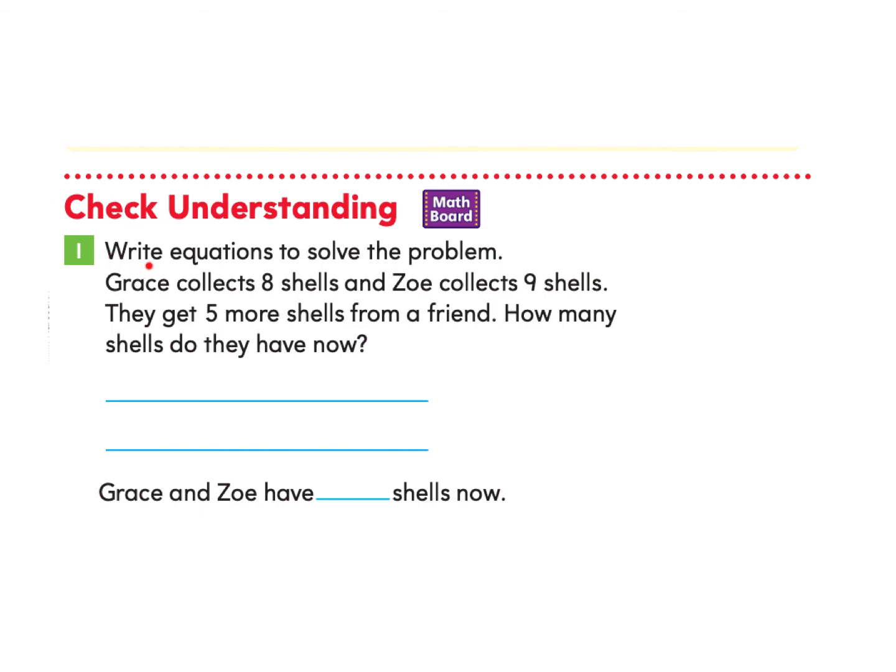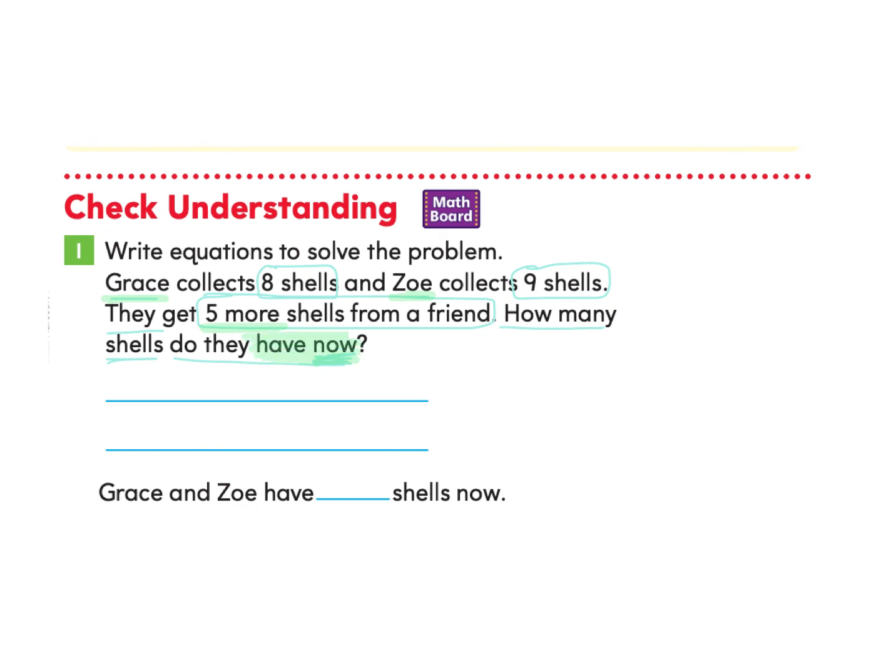We are going to write equations to solve the problem. Grace collects 8 shells and Zoe collects 9 shells. They get 5 more shells from a friend. How many shells do they have now? This is a two-step problem. We're going to need to find out what is the amount of shells that Grace and Zoe collect together, and then once they have that total together, they get 5 more shells. So we're trying to find out what they have now.